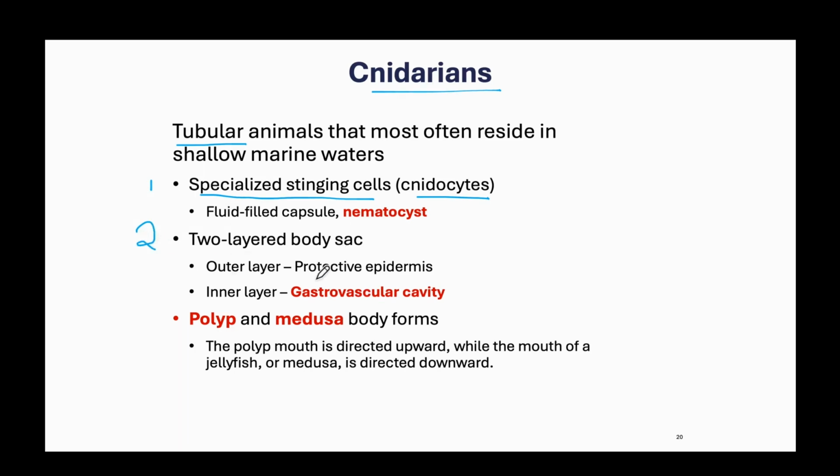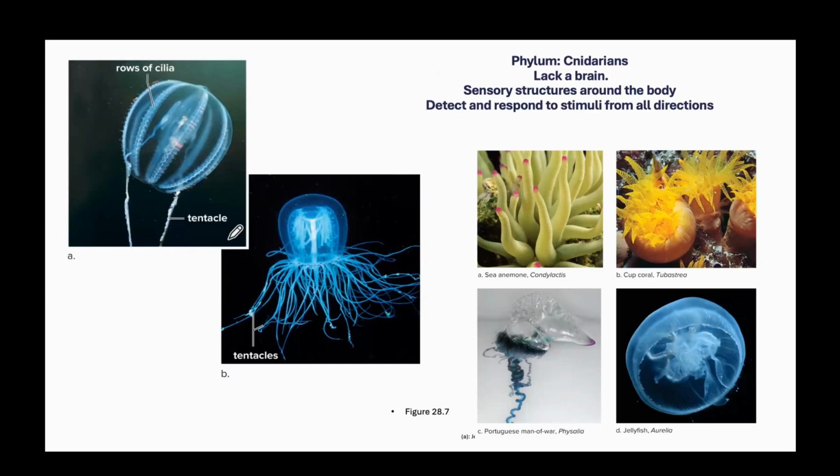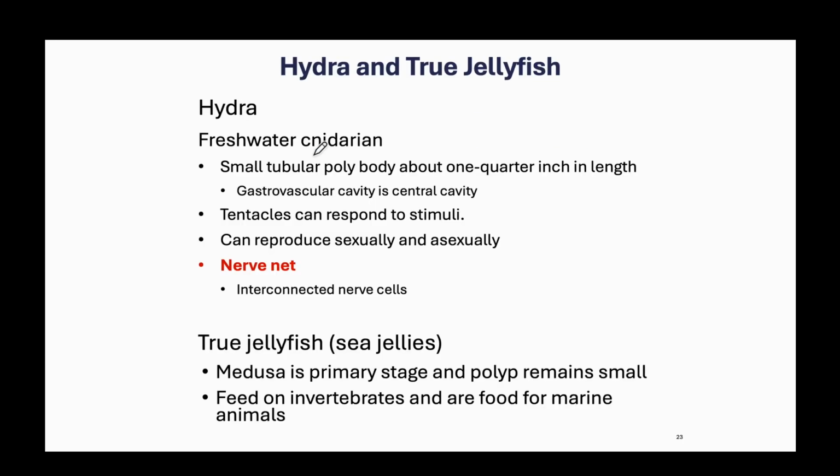So if we look at them right here, we have different kinds of jellyfish. We have sea anemone, some like coral, Portuguese man-o'-war, and jellyfish. These are all cnidarians. You need to note this, that they lack a brain. They have sensory structures around the body that detect and respond to stimuli from all directions. Now, if you notice this, hydra are normally going to be your freshwater cnidarians, and their tentacles can respond to stimuli. They reproduce sexually and asexually. They have a nerve net, which is interconnected nerve cells. They do not have a brain. And then you have your true jellyfish.